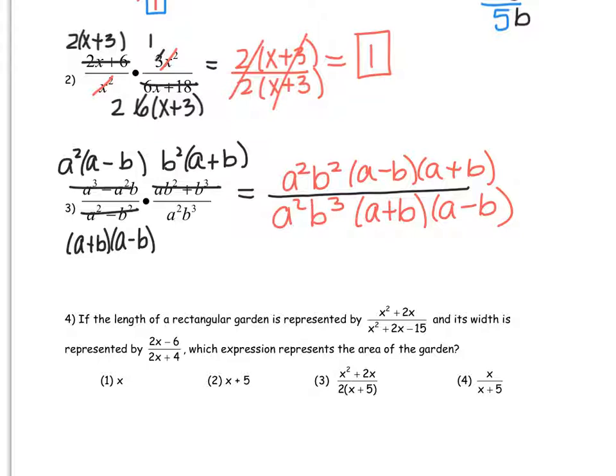So all I did was just say, okay, this piece, this piece, this piece, and this piece are all being multiplied together on the top. This piece and this piece are all being multiplied together on the bottom.